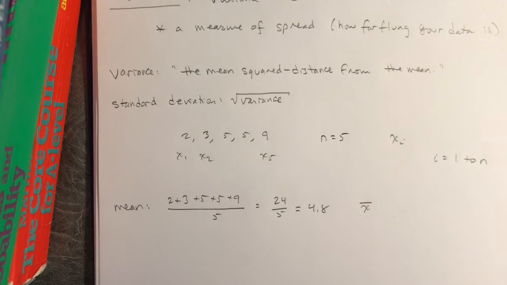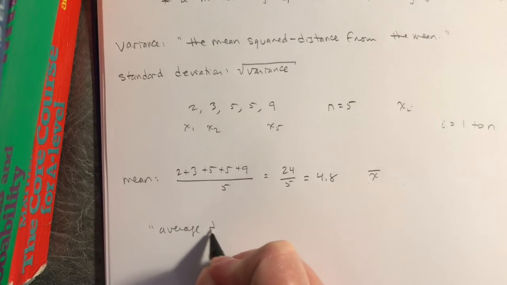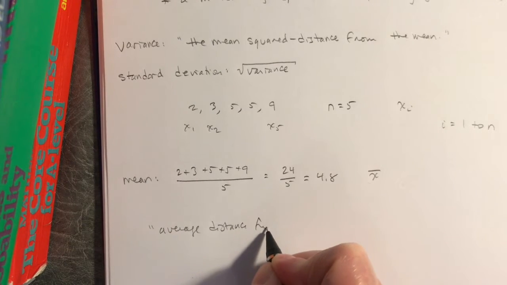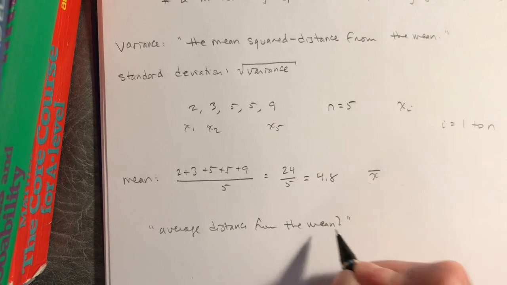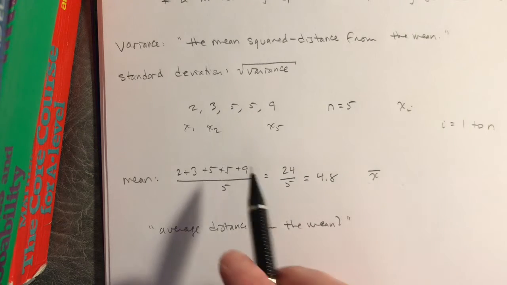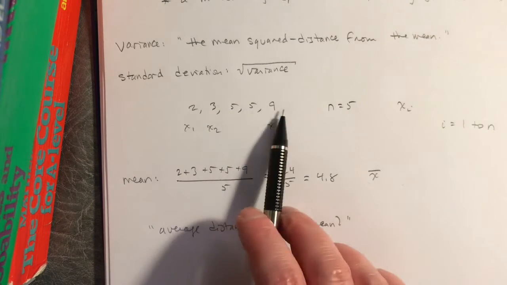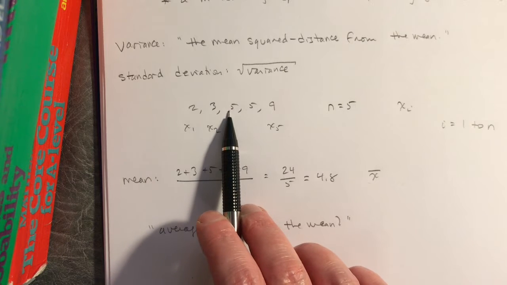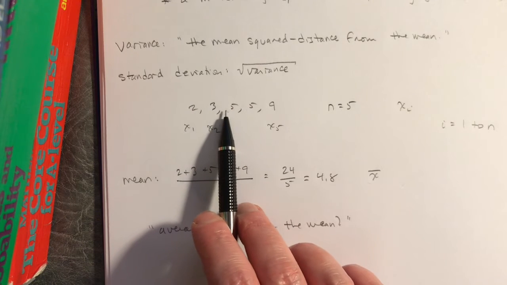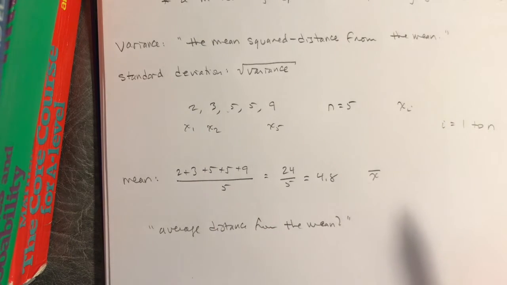Okay, if I want to think about the average distance from the mean, that concept, well, my mean comes in at 4.8, which is about here. Thinking of my data in order, yeah, 4.8 is about here. And I know that 9 is kind of far away. Each of the 5s are fairly close. 3 is a little bit away, and 2 is a little bit more away. And I want to know what the average distance is.